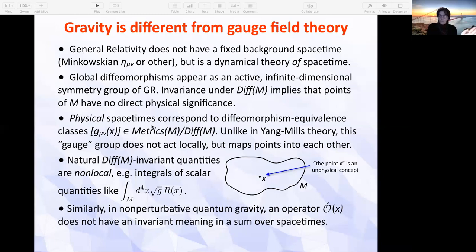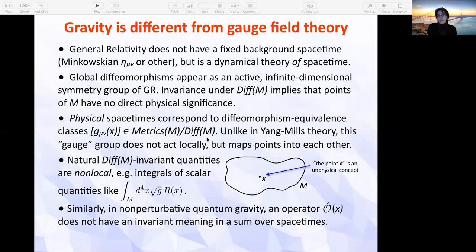Now, physical spacetimes therefore correspond not to individual g_μν, but one way of saying it is: any two g_μν that I can relate by a global diffeomorphism are physically equivalent. So the true physics lies in the diffeomorphism classes, as indicated here by these square brackets, which one can also write as this quotient of all metrics on M of a certain signature modulo the four-dimensional diffeomorphisms.